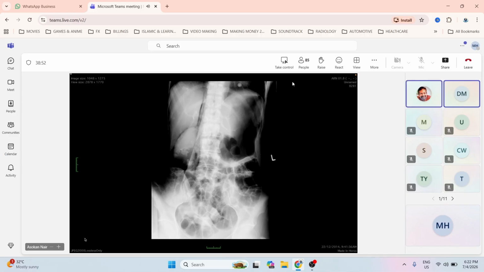So what is causing that lucency? Retroperitoneal air. Yes. Okay. So this is a case of retroperitoneal air on the right side. Now you want to start thinking, what are the possible causes of retroperitoneal air?